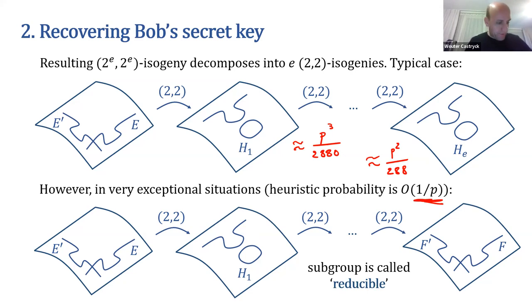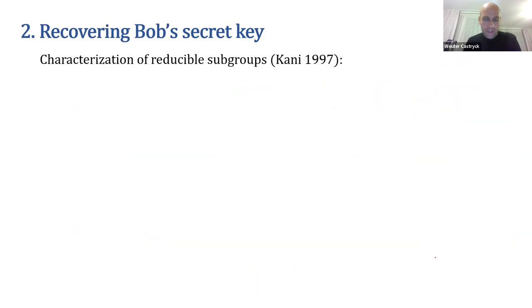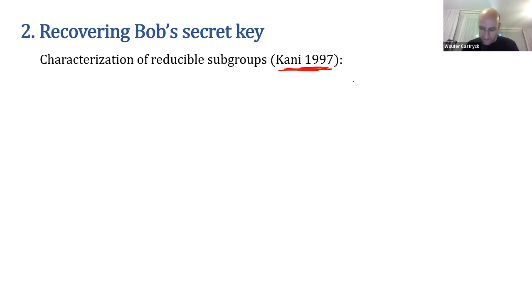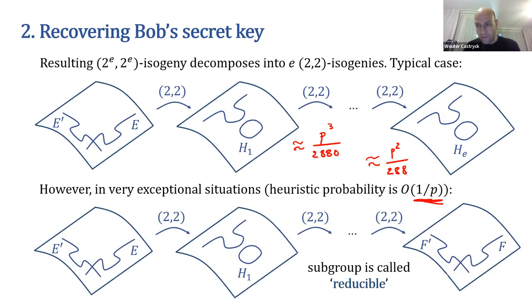Now the whole idea behind the attack that eventually came is to use known data to force ourselves into this exceptional situation, and use this as a decision tool, but I will explain that in a second. The key theoretical ingredient which allowed us to do this is this theorem by Kani from 1997. What Kani did was basically describe a criterion that recognizes this situation. So we are quotienting out this 2^e, 2^e subgroup, and Kani explained in this paper how to recognize if a group will be reducible, so if you will land on a product of elliptic curves or not.